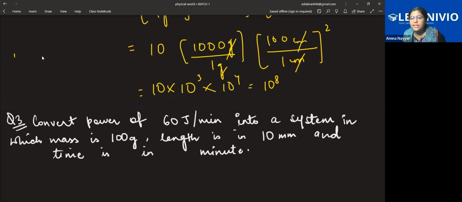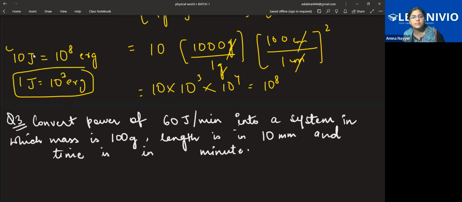So 10 joules is equal to 10 to the power 8 erg, or you can say 1 joule is equal to 10 to the power 7 erg. But according to the question, this is our answer. Write it down quickly.